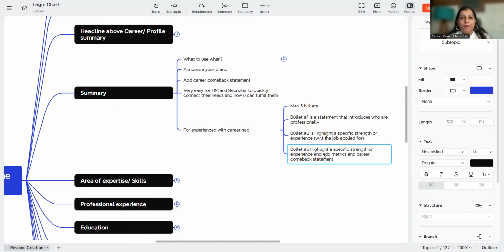So, how you are impacting a business. Either you are saving their cost or increasing their revenue directly or indirectly. So, you should be mentioning those numbers here. And again, you should be tying back to your career comeback statement as well, so that we do not want people to guess what we did during that gap.